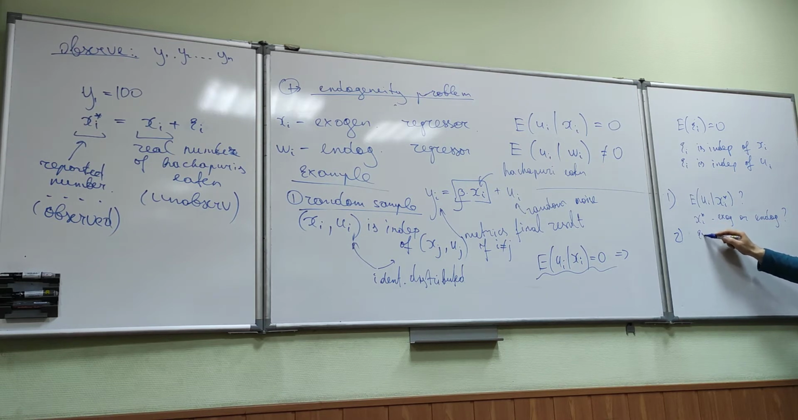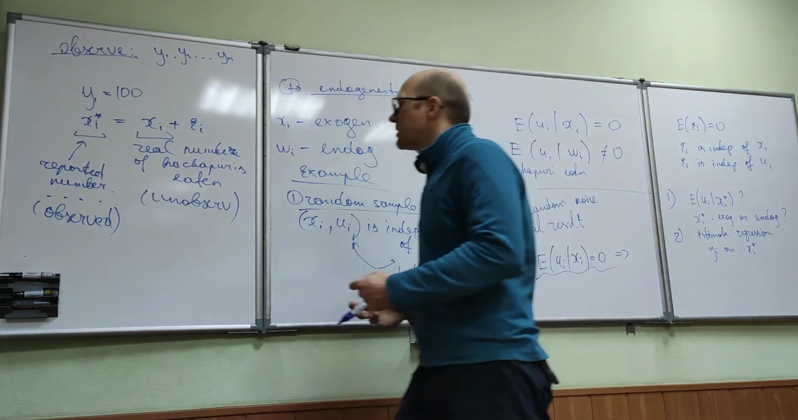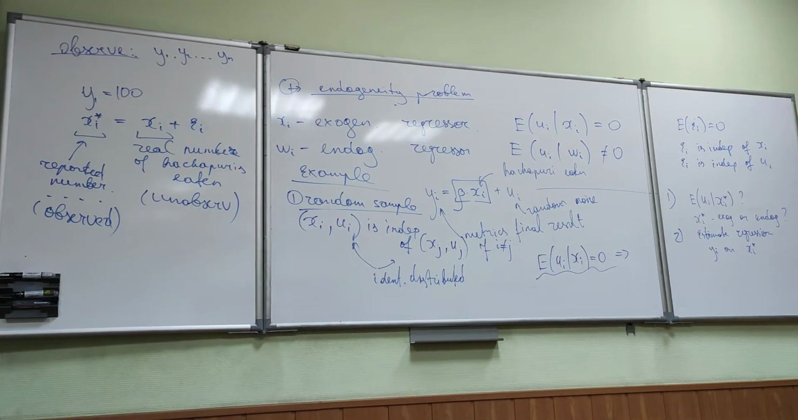If I estimate a regression of y on the observable version of x, not on the true x, okay? I would like to use the true number of khachapuris eaten, but I don't believe Felix. Look at Felix, he's smiling. 200 is close, but it's not the true value of khachapuris eaten, okay? So it's x star, not x.